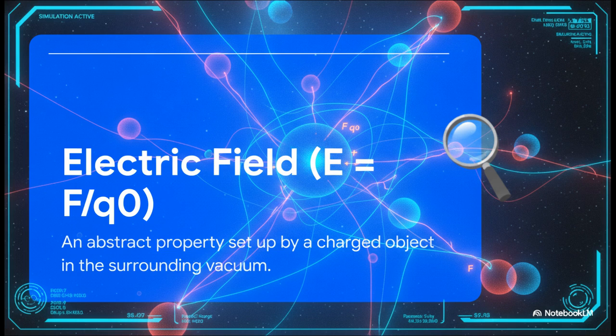To actually measure it, we use a tiny positive test charge, which physicists just call Q0. We place Q0 into this space and simply measure the electrostatic force acting on it. The electric field, E, is just that force divided by our test charge. It's basically the potential for a push or a pull, just waiting out there in the vacuum.